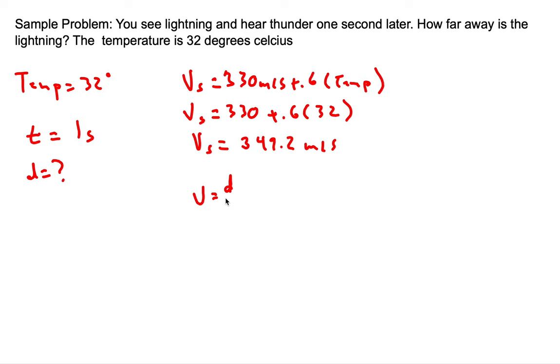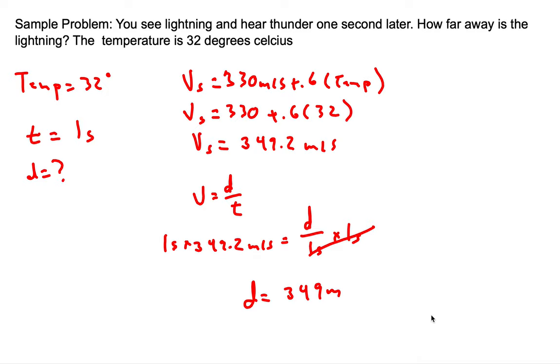So now to find the distance, we have to use velocity as distance divided by time. We know the velocity is 349.2. We don't know the distance, and the time is 1 second. Now to get rid of the one, because it's being divided, you would just multiply it, right? And when you multiply anything by one, you just get the same answer. So it's 349 meters. When I times both sides by 1 second, that cancels, but it's the same.